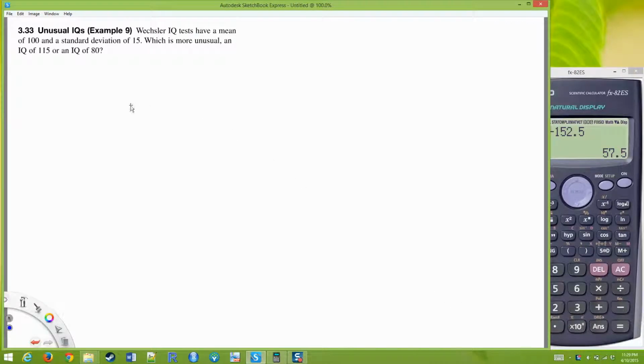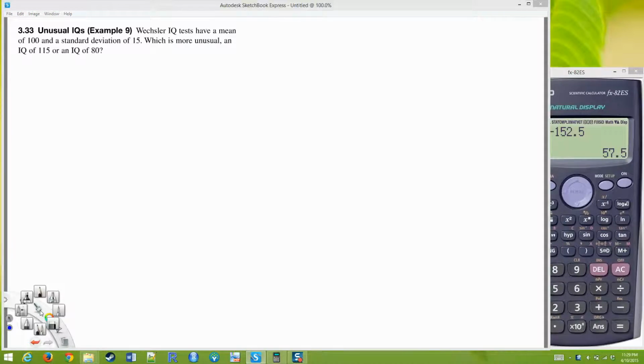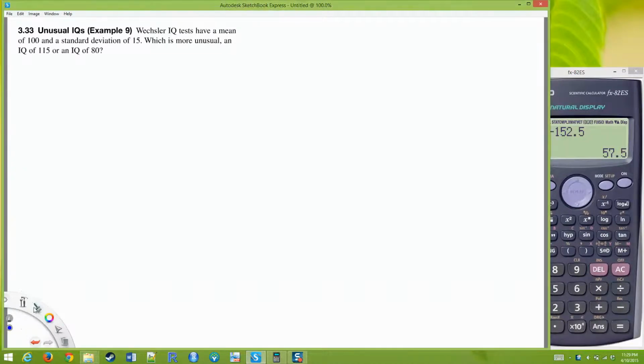Exercise 333 is asking about unusual IQs. It says, Wechsler IQ tests have a mean of 100 and a standard deviation of 15. Which is more unusual, an IQ of 115 or an IQ of 80?